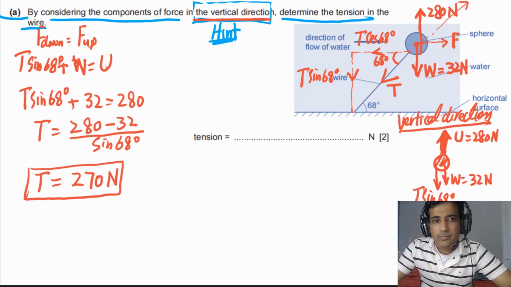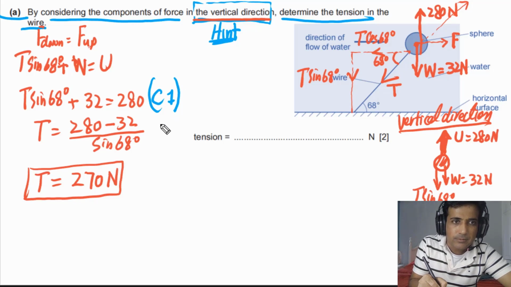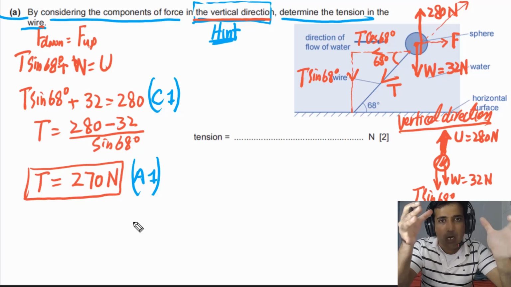This is what the question was asking us to calculate. This question has 2 marks. You will get the first mark, that is the C mark, if you have written this. And the second mark is the answer mark. If you have got the right answer, you will get the second mark. So this is how you can approach this problem.